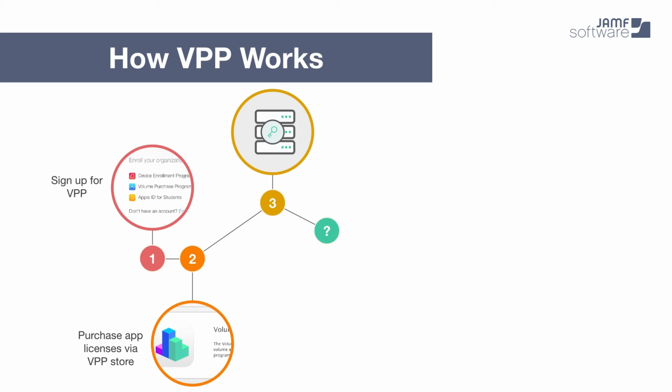Sounds a little counterintuitive to buy free apps, but you're really not buying them. You're just getting a set number of licenses. So if you want to deploy free apps, also get licenses for them. They're still free. Those licenses are then added to the JSS for you. Next comes the choice. Do I want to deploy these to devices or to my users?